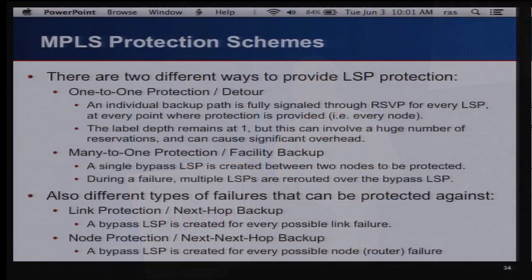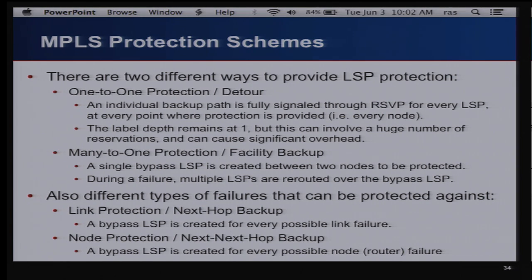So there's a couple different ways that the MPLS protection schemes get implemented. The first way is what's called one-to-one protection, or a detour LSP. What happens there is there's an individual backup path that's fully signaled for every LSP. It's essentially a bypass LSP, and so you have a label depth staying at 1. It's just an ordinary LSP, but you now signal a big pile of LSPs. You've doubled the number of LSPs that you need to signal in your network.